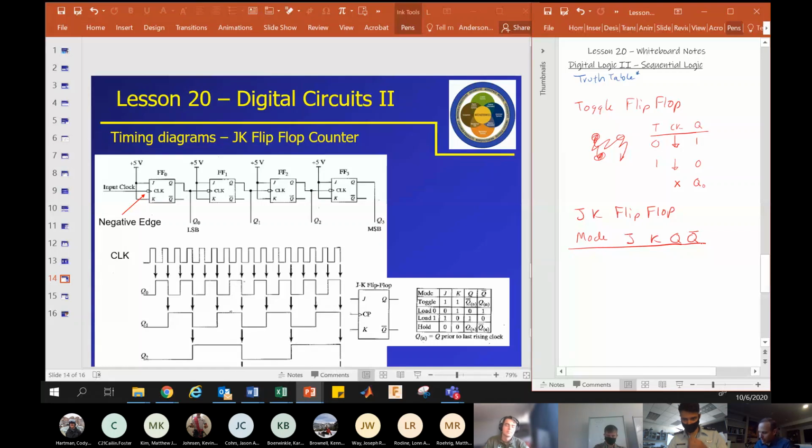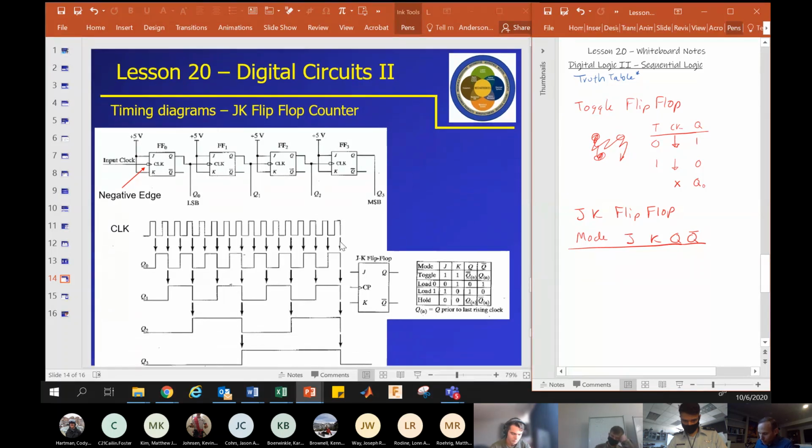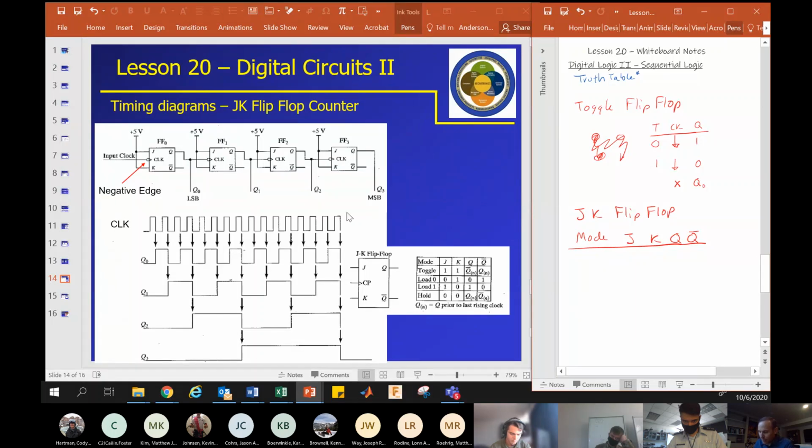So what this does is it toggles just like the toggle flip-flop, but it has 2 inputs instead of 1. So we can tell it to load a 0 or load a 1, or tell it just to toggle its state. And this circuit I am showing you here is a cool device that basically allows you to count the number of clock pulses. It takes time to propagate the clock pulse down to the last line. What is LSB and MSB?